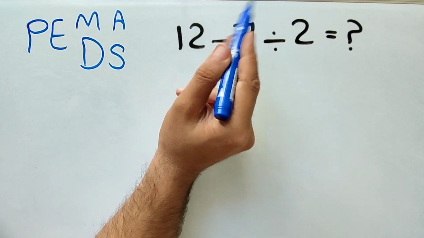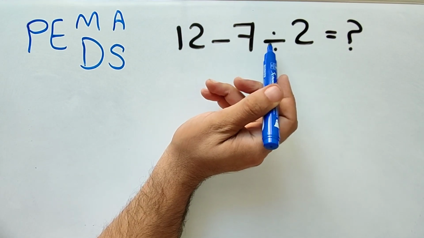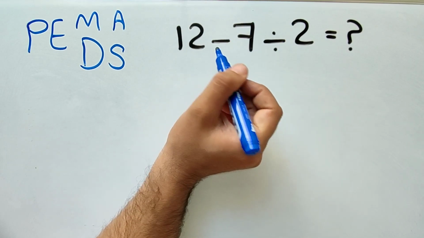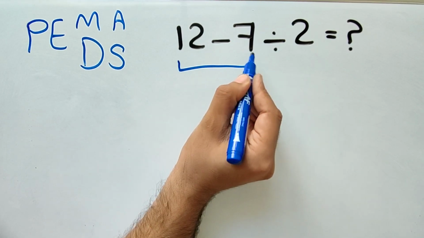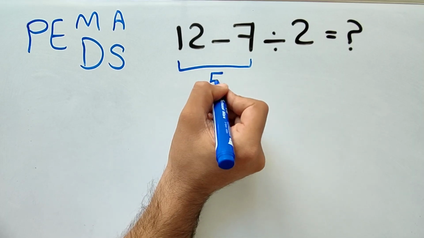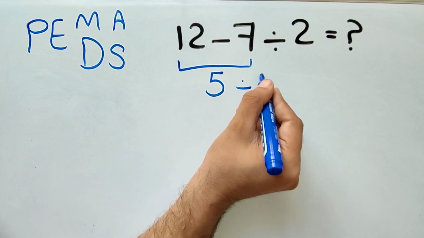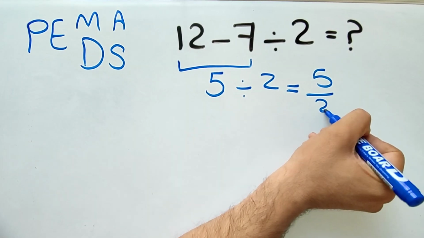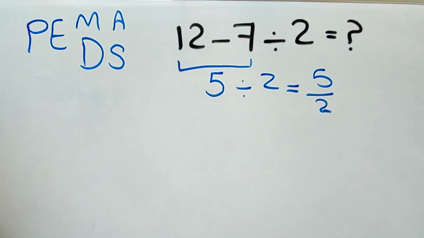Today I want to find the value of this expression: 12 minus 7 divided by 2. Maybe you solve this expression like this: 12 minus 7 gives us 5, and 5 divided by 2 gives us 5 over 2. But this answer is not correct.